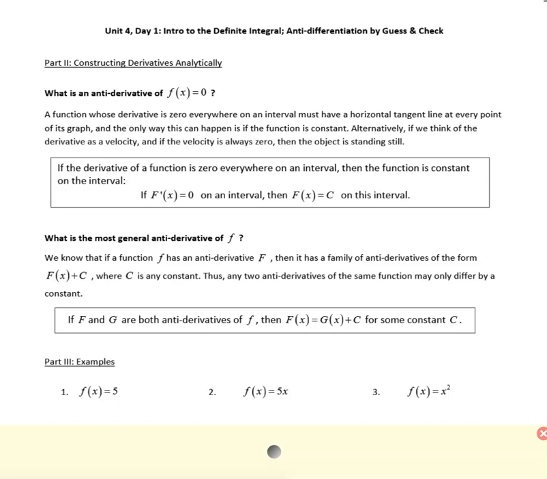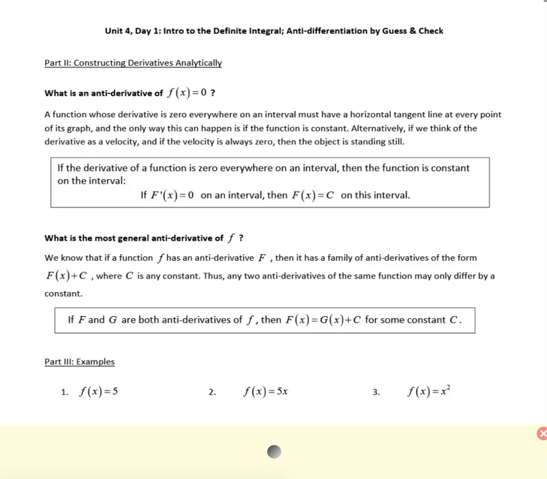All right, let's start on antidifferentiation by guess and check, which is basically knowing what you have learned from the differentiation standpoint, working backwards to take a velocity function and move it to a position function, or even an acceleration function and move it to a velocity function.